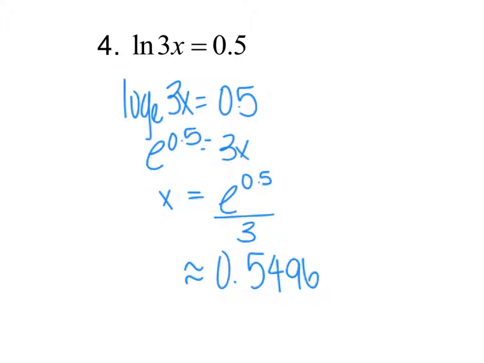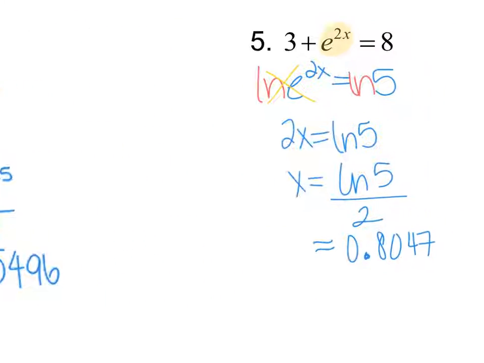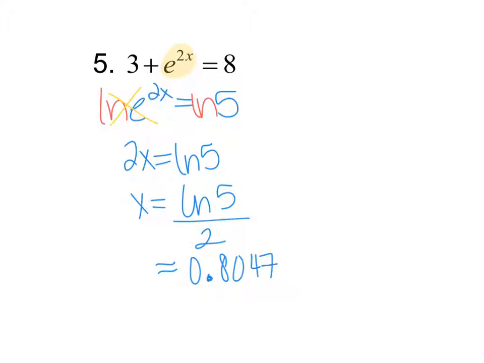Here's what you should have gotten for number 4. You already had an isolated log here, so you can just rewrite it as log base e and then switch it into exponential form. Solve for the variable and then plug it into your calculators. And in example 5, you had to isolate e to the 2x, so get everything away from that.